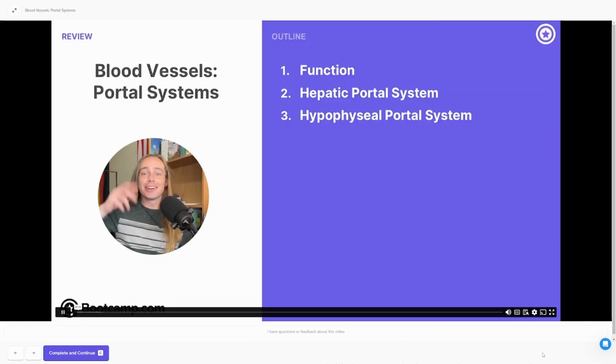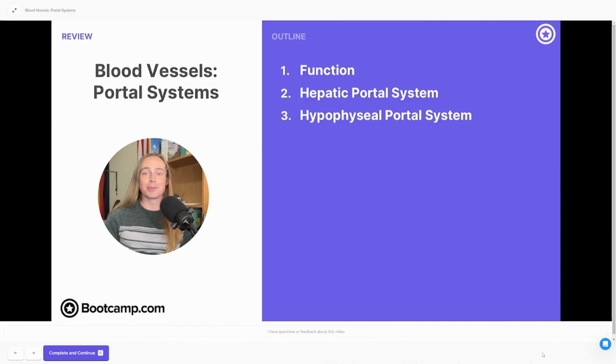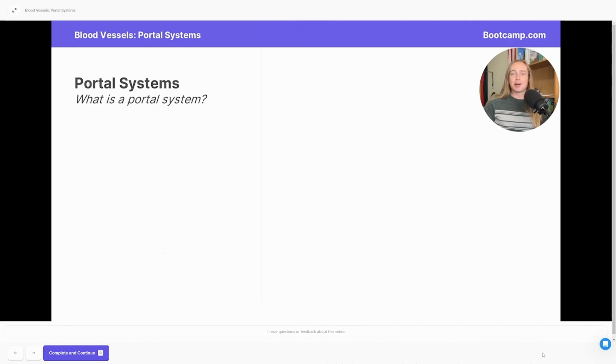Hi everyone, Kelton here. Today we're going to be talking about portal systems, so pause the video, take a look at the outline, and we're going to jump right in. So to start off, let's ask the question of what is a portal vein system, and how does it differ from another circuit like, say, the pulmonary circuit?